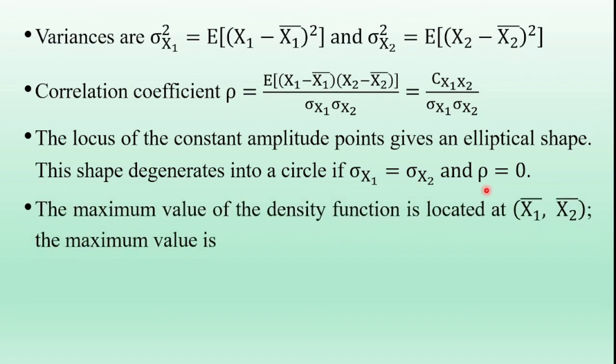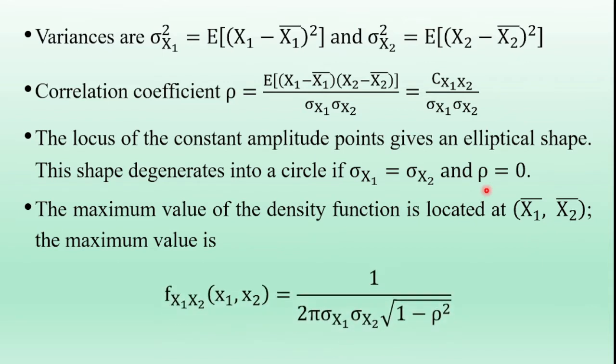The maximum value of the density function is located at (x1 bar, x2 bar). For two random variables, the maximum value is f_X1X2(x1, x2) equal to 1 divided by 2 pi sigma_x1 sigma_x2 into square root of 1 minus rho square. This is the probability density function expression for two jointly Gaussian random variables.